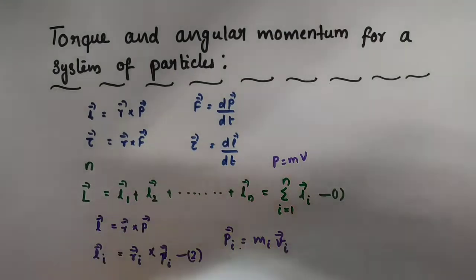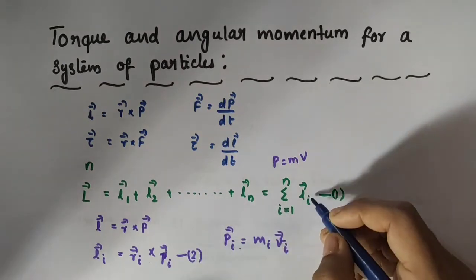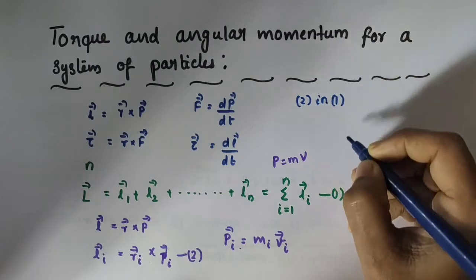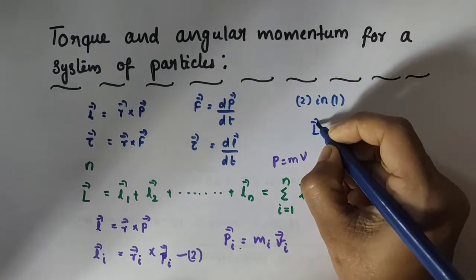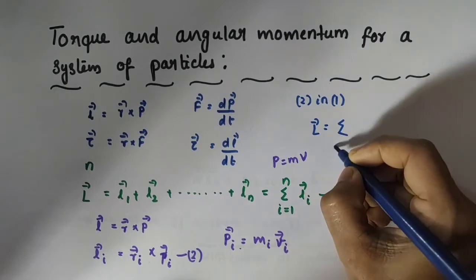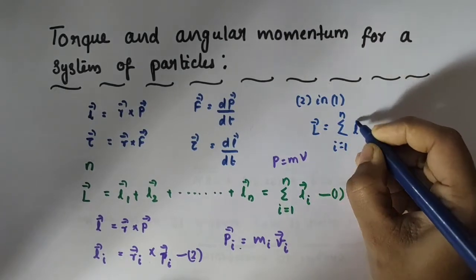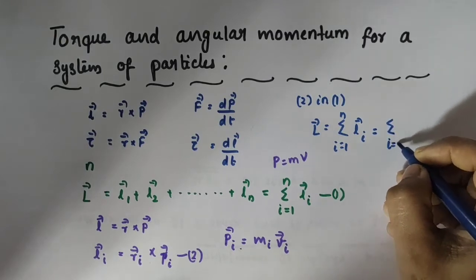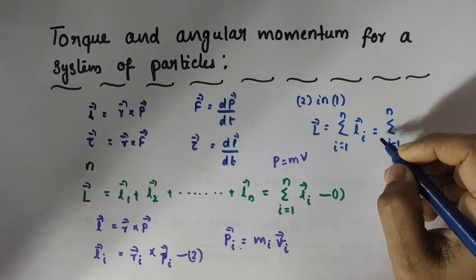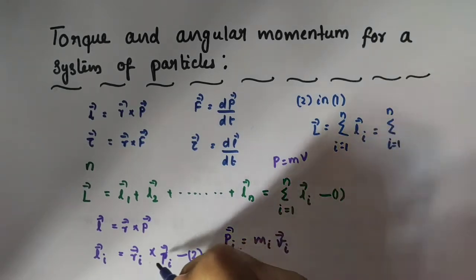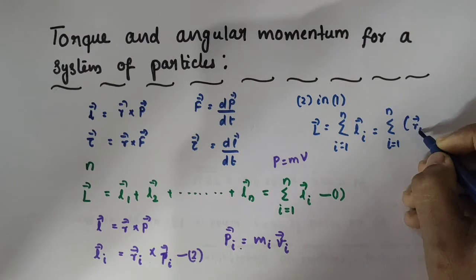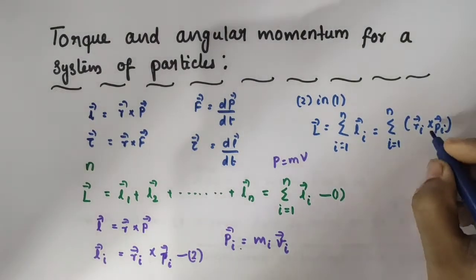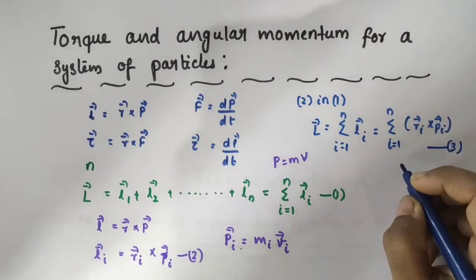So, I am substituting equation number 2 in equation number 1. Equation number 1 becomes vector L is equal to summation i equal to 1 to n vector Li, and that becomes summation over i. You can write i equal to 1 to n, or if you are simply writing summation over i, no problem. Then vector Li is actually vector Ri cross vector Pi. And I am taking this as equation number 3.